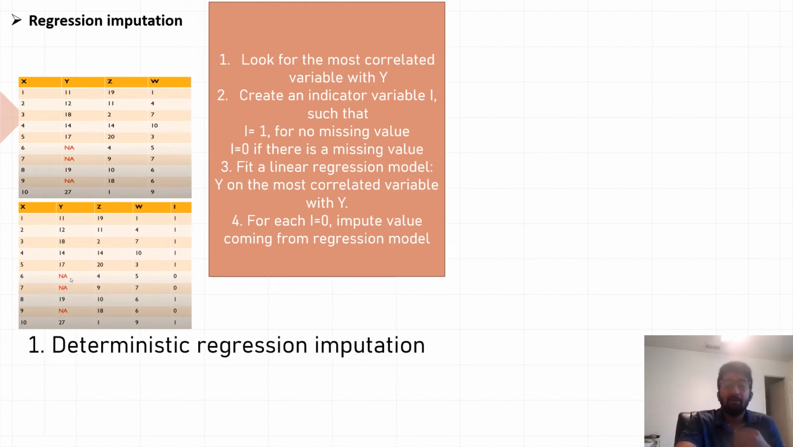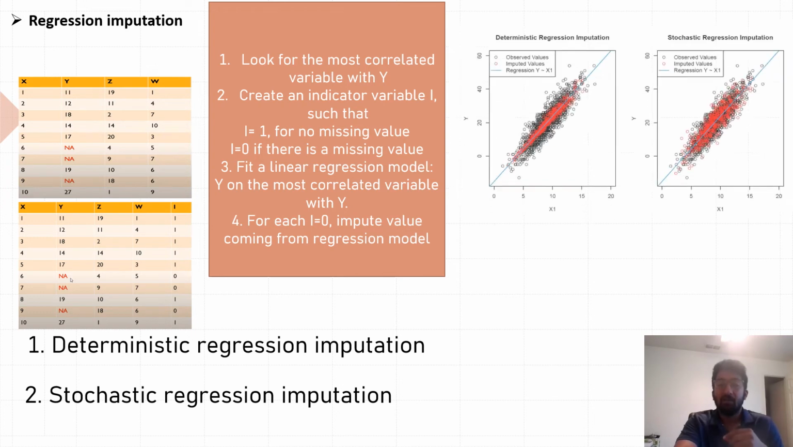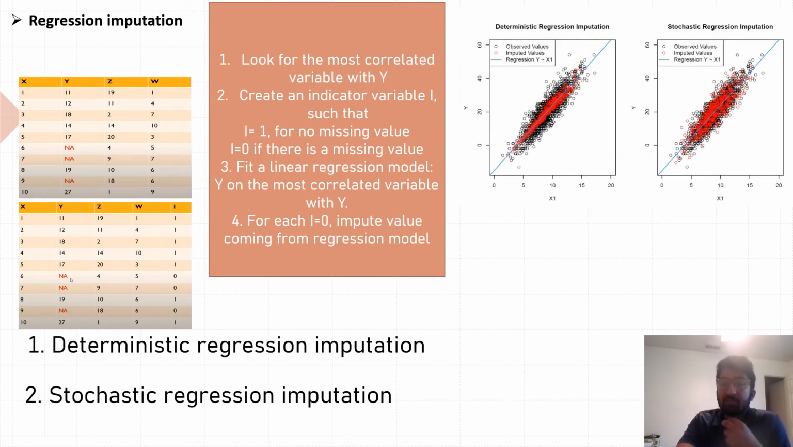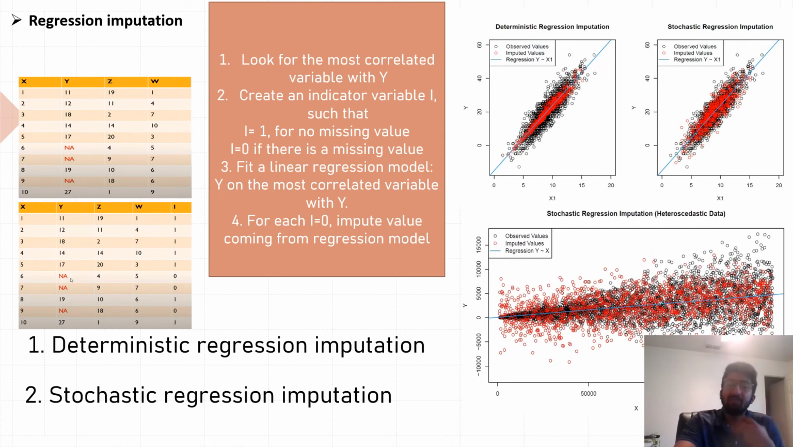In regression imputation we have two different kinds of imputation. One is deterministic regression imputation, meaning that we exactly substitute the value that comes from the regression model. The other is stochastic regression imputation, where we substitute the missing value with the deterministic value, but we also add some random variable to it. So stochastic regression imputation works better than deterministic regression imputation, because it also includes some random value associated with the prediction.